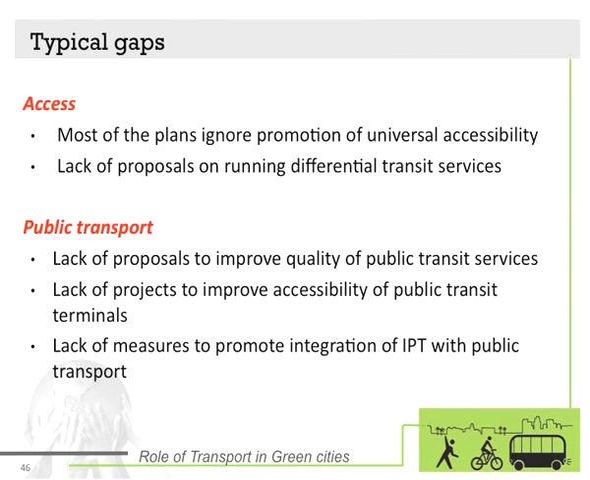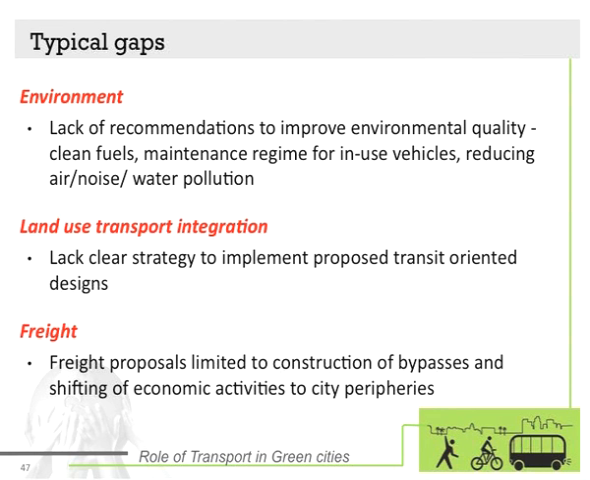With regard to environment, very few CMPs that we looked at had any recommendation, and in fact, the overall plans lagged on recommendations on improving environmental quality from the perspective of transport. There was lack of clear strategy to implement the proposed transit-oriented design, though a lot of them did talk about the concept and said that it should be developed, but in isolation from the master plan, which really is focusing on the land use plan. And also freight transport, a very critical component in urban transport, was in a way neglected.